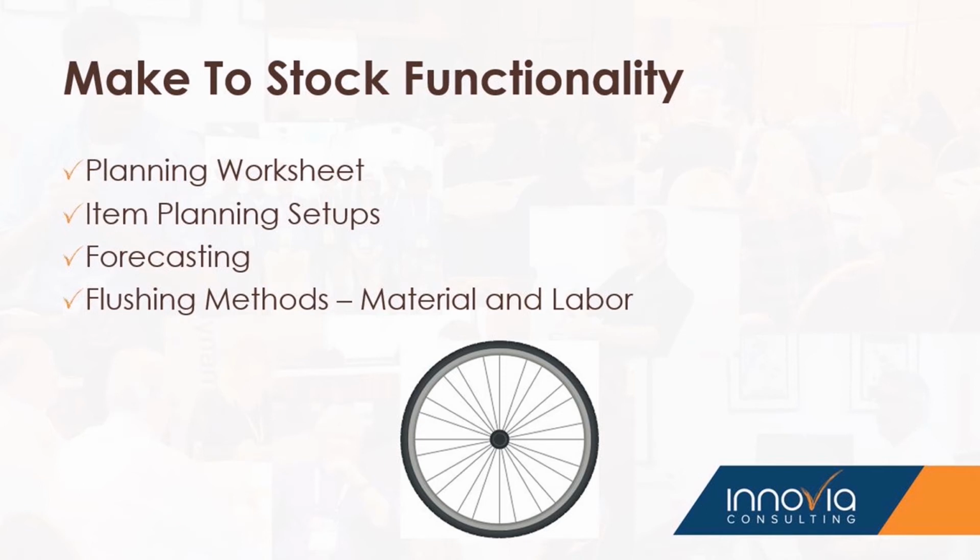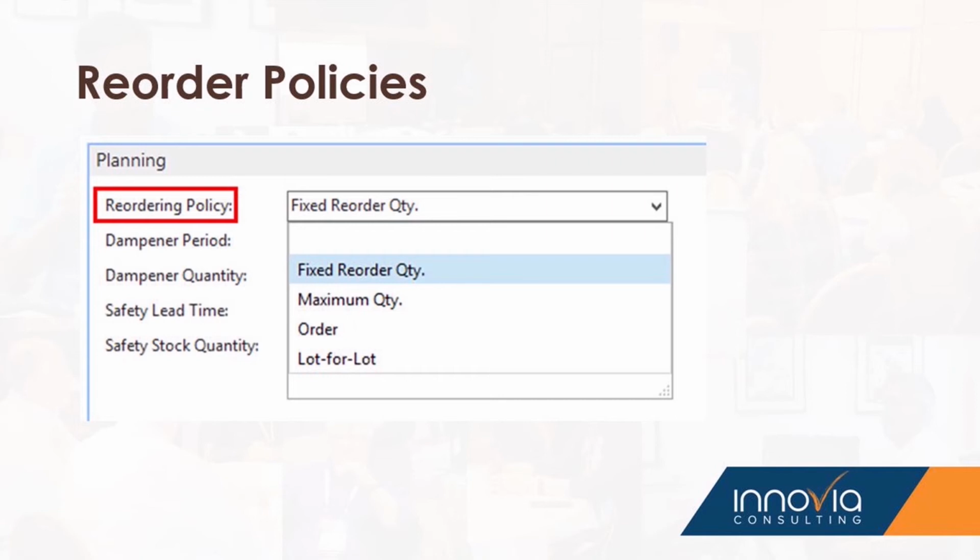Next slide, we're going to go through reorder policies. First one I'm going to talk about quickly is fixed reorder. Let's take a look at fixed reorder because there are 5, blank being a valid one. Next slide.